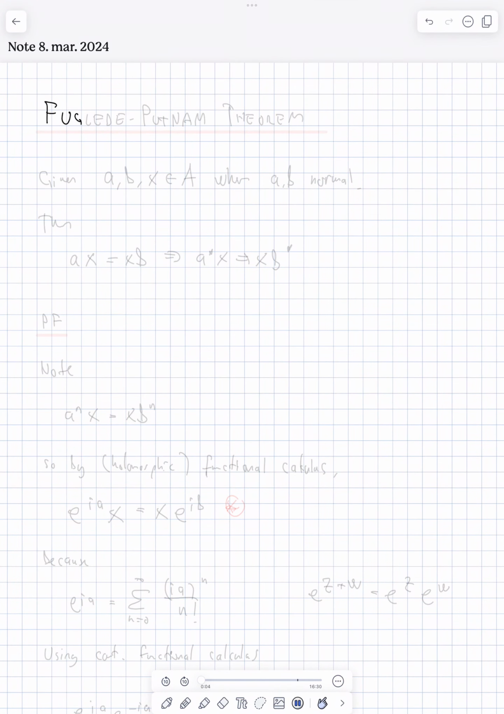Okay, so I want to prove to you the Fuglede-Putnam theorem, which says that given A, B, and X in a C-star algebra, where A and B are normal, then if I know that AX is XB, then I also know that A star X is XB star.